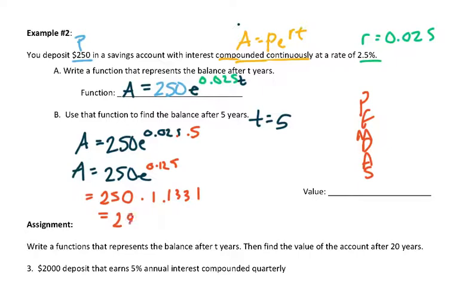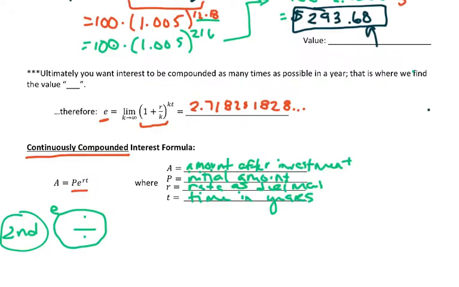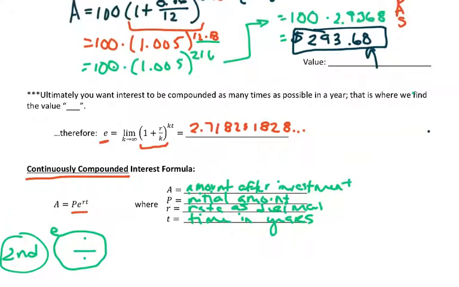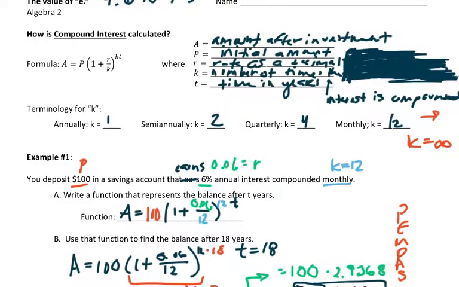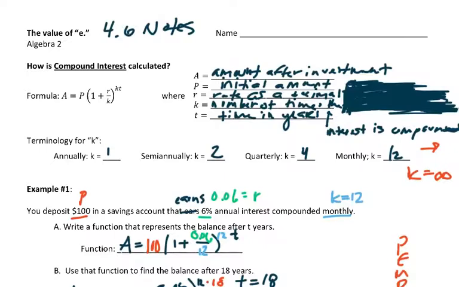So that's $283.29. So the value is $283.29 after 5 years invested at a rate of compounding continuously. Alright, so you're going to use both of these equations, the compounded continuously equation, and then the one that talks about compounded quarterly or monthly compounded interest equations. So that's your 4/6.